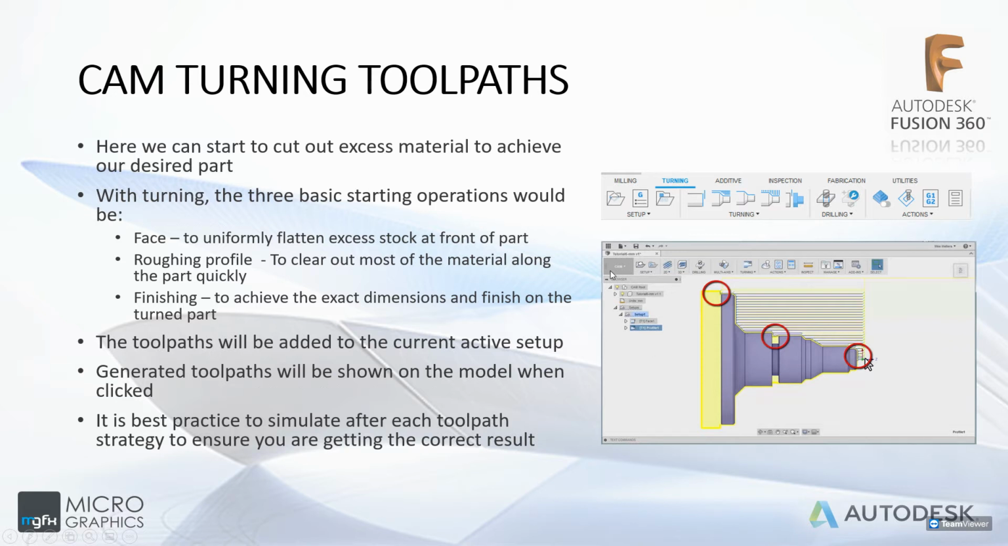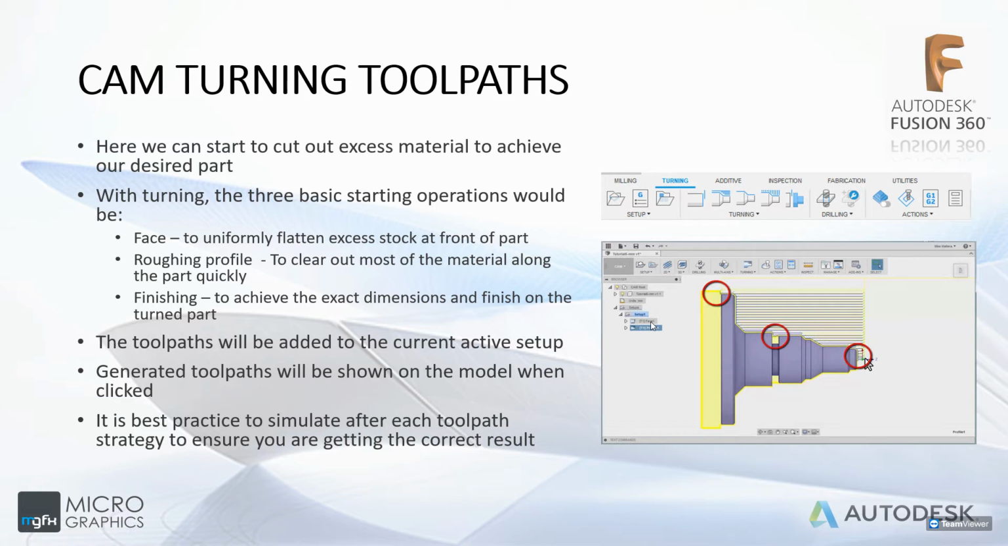The toolpaths will be added to the current active setup, meaning that when we created the setup from the previous slide, that becomes the active setup, and all toolpaths you can see on your browser tree on your left here get added to that active setup. We can generate a G-code for that setup.